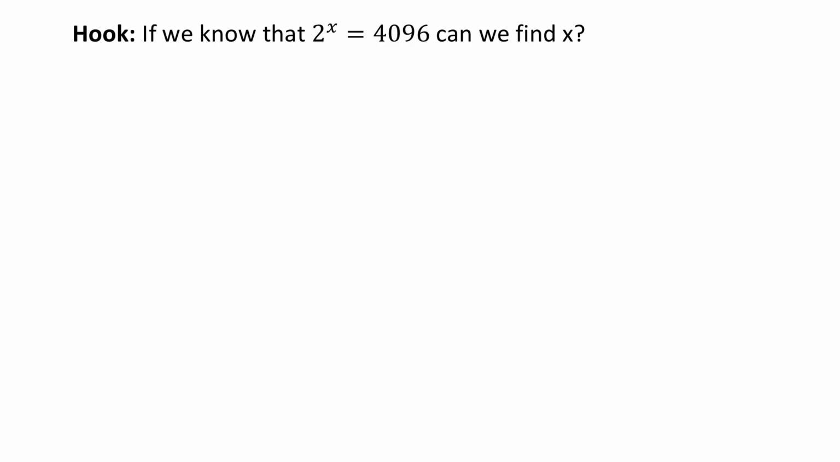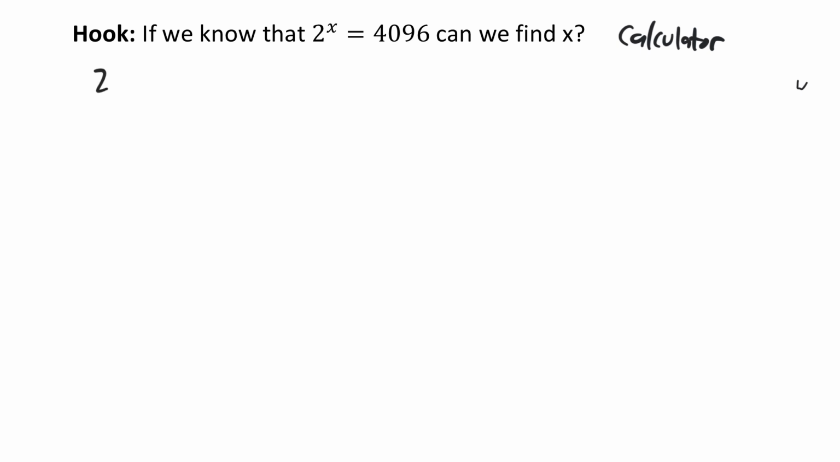All right, so with our exponent rules out of the way, let's try a problem. If we know that 2 to the power of x equals 4,096, could we find out x? And assuming we have a calculator handy, so let's say, yes, we have a calculator. We're going to use a calculator. We could just guess and check.